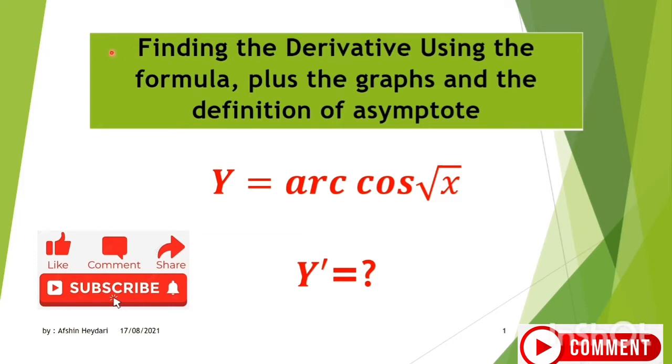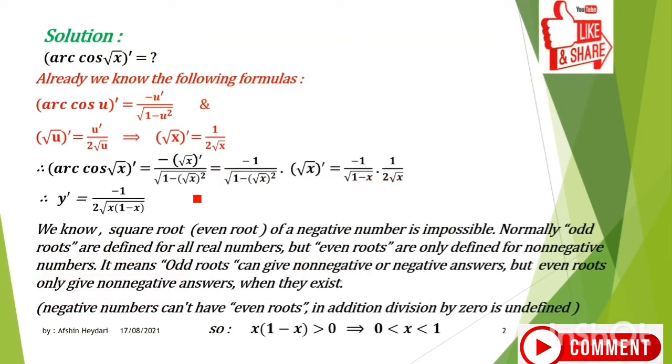This is our today topic, finding the derivative using the formula plus the graphs and the definition of asymptote. This is the function y equals arccosine of radical x, and we want to find y prime. Okay, the solution.